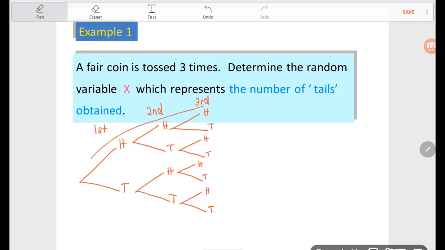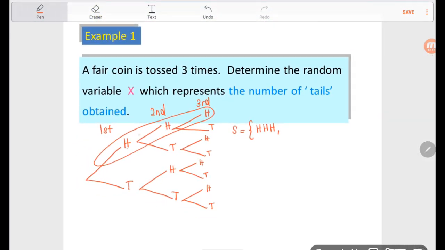So we can write the sample space. The first outcome is H, H, H. The second outcome is H, H, T. Another one is H, T, H, then H, T, T, then T, H, H, then T, H, T, then T, T, H, and the last one is T, T, T. So in total we got 8 possible outcomes.